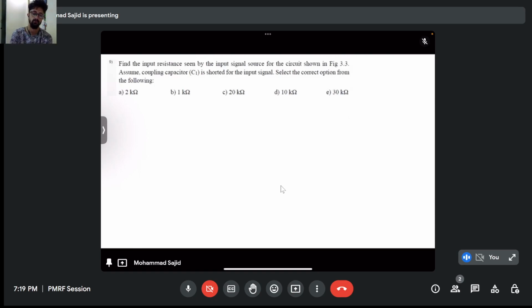Now, I think it's the last question in this MOSFET part. Find the input resistance seen by the input signal source for the cell. So we have, let's say, this is our MOSFET. What does seen mean? You can see resistance from here.